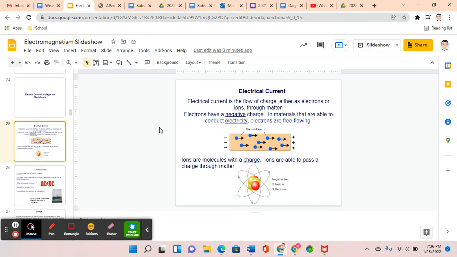Electrons have a negative charge. In materials that are able to conduct electricity, electrons are free-flowing. Ions are molecules with a charge. Ions are able to pass through a charge through matter.